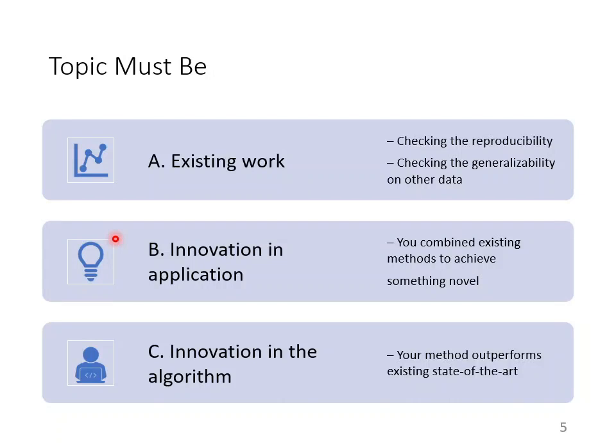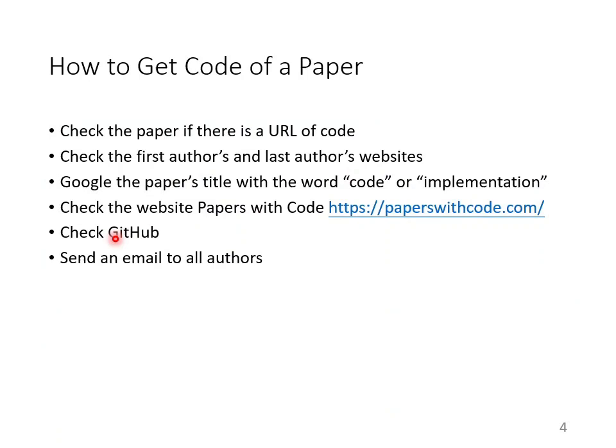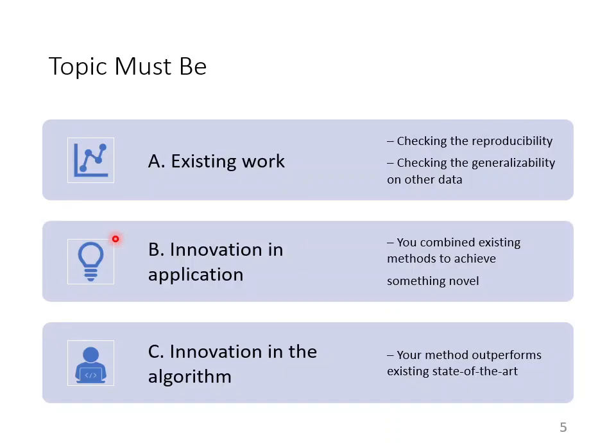Okay, so let's go back to our term project. This slide was shown in our first course, and I want to emphasize again, your term project must be either existing work where you check the reproducibility or the generalizability on other data sets. This is the case if you cannot find an implementation of an algorithm. It's very interesting because that is your opportunity to implement it for your term project. Otherwise, you can imagine ways to use an existing algorithm for other applications. That's case B.